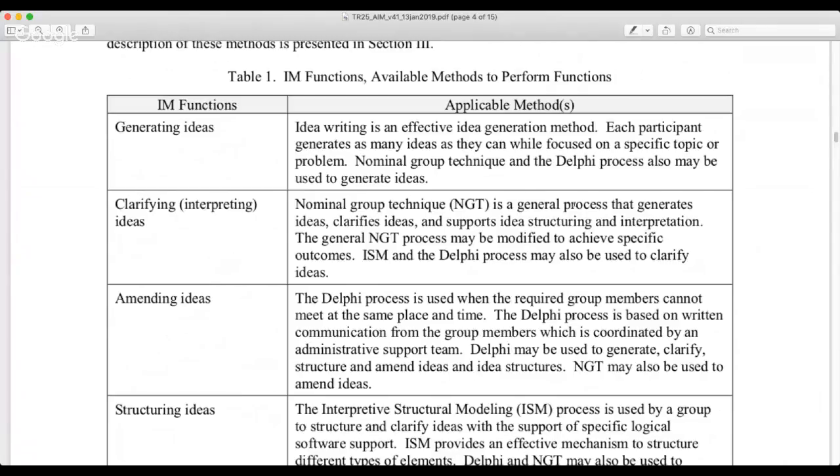Clarifying and interpreting ideas. So the nominal group technique is the general process. It generates ideas, clarifies ideas, supports idea structuring and interpretation, not to the level of ISM, but some. And the general NGT technique may be modified to achieve specific outcomes. So if you have certain types of activities you want to support, then it's possible to modify the nominal group technique some. In ISM, the Delphi process may also be used to clarify ideas.